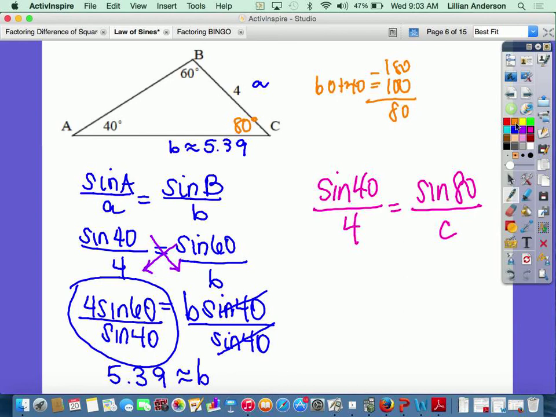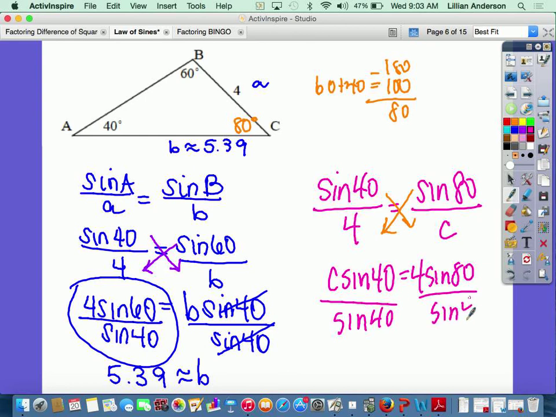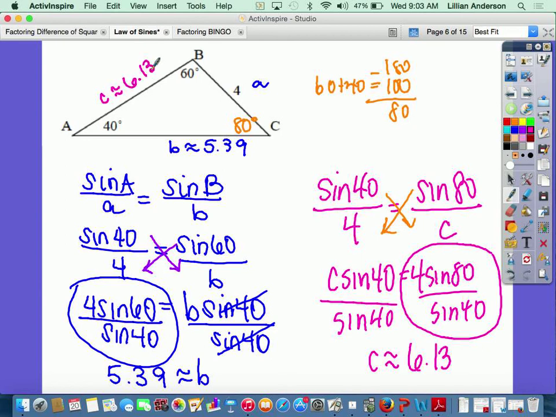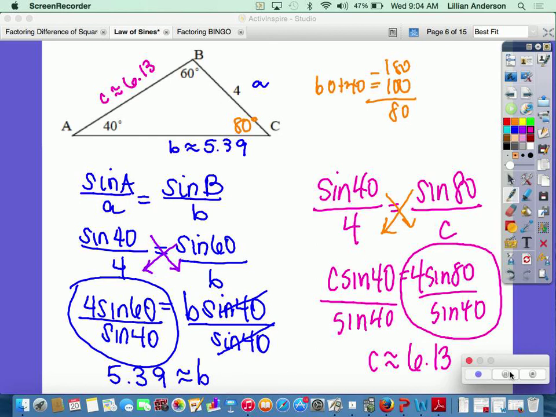And then, what do we do? Cross multiply. So you'll have C sine 40 equals 4 sine 80. Divide by the sine of 40. So we type this into our calculator. You get 6.13 rounded. 6.13 about. Did you guys get that? Very good. So little c is about 6.13. And that's the law of sines with the situation of side, angle, angle. Okay? The next situation.